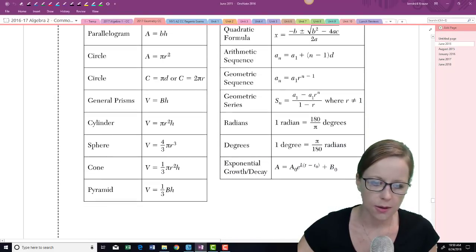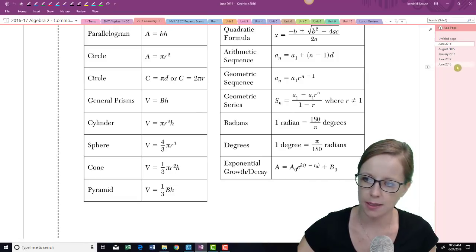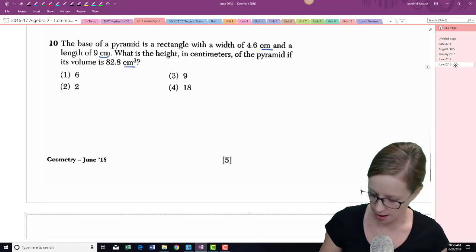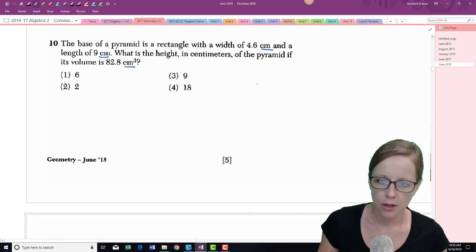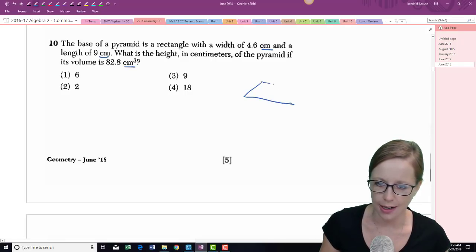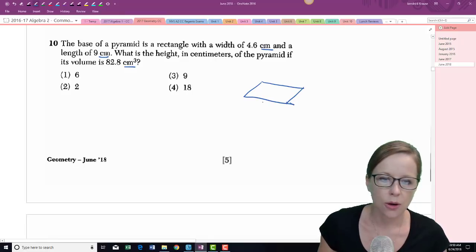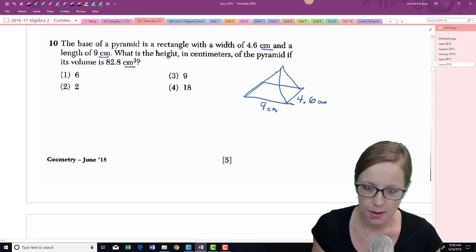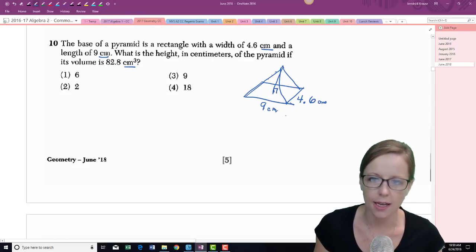Down here, it says 1/3 base times height, and B stands for area of the base. In this pyramid, they're telling us the pyramid has a base that is a rectangle. So I always try to the best of my abilities to draw a picture. It's not very good. It says with a width of 4.6 and a length of 9, and we're working in centimeters. And then it would look something like this. Mock my drawing abilities, I don't care. But then we would need to know the height.